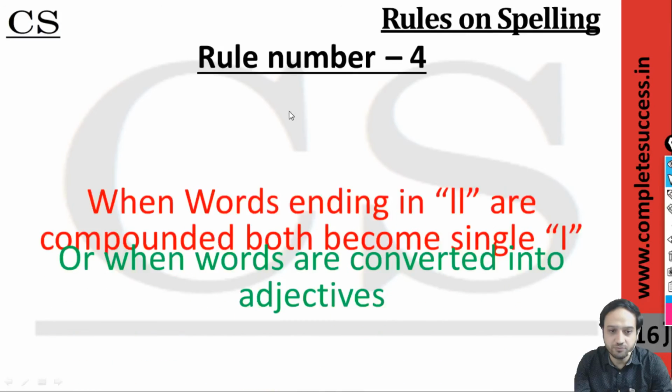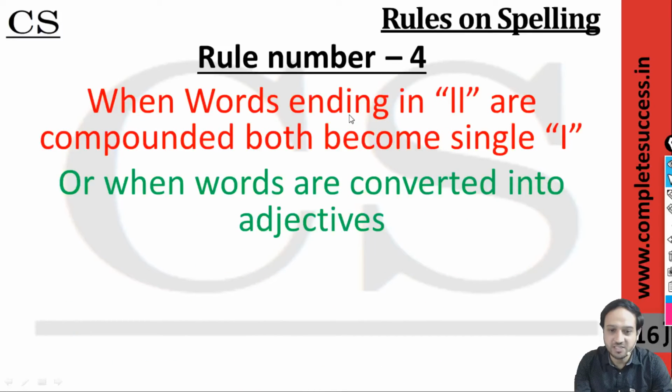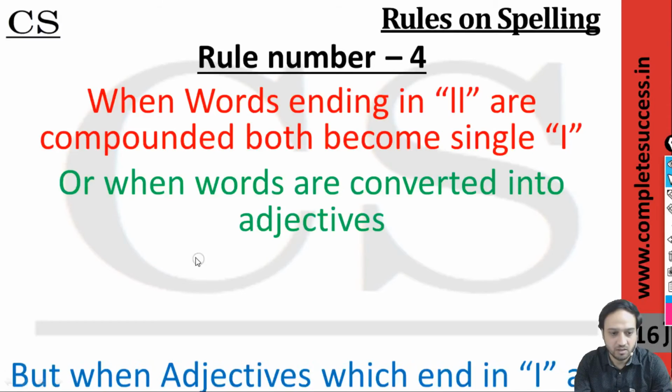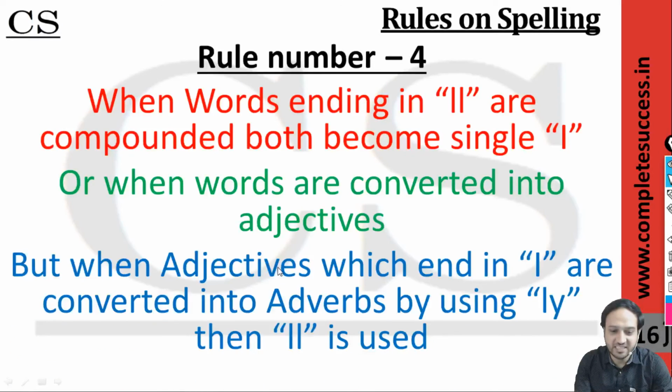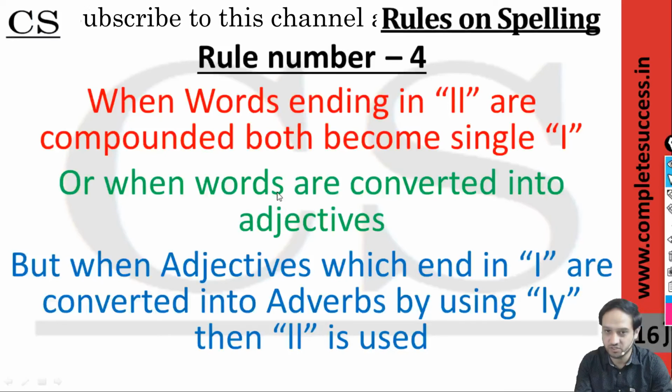Rule number 4. When words ending in double L are compounded, both become single L, or when words are converted into adjectives. But when adjectives which end in L are converted into adverbs by using ly, then double L is used. I'll give you an example.